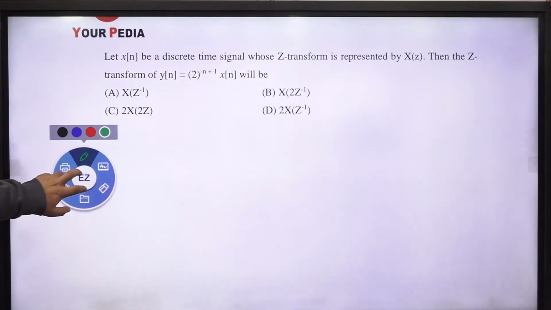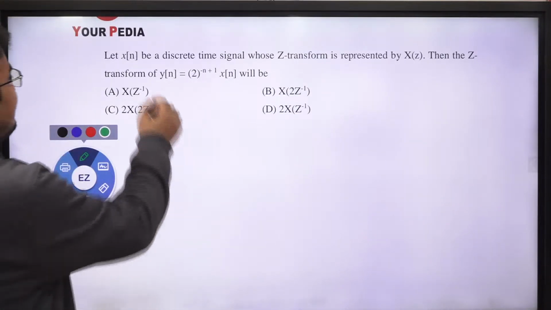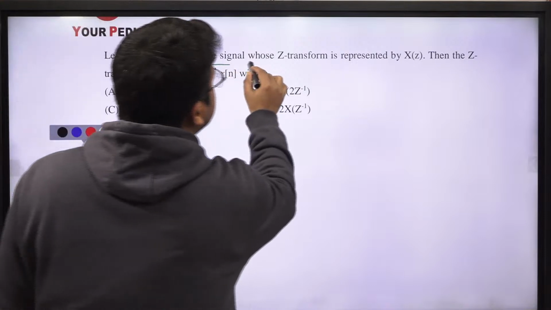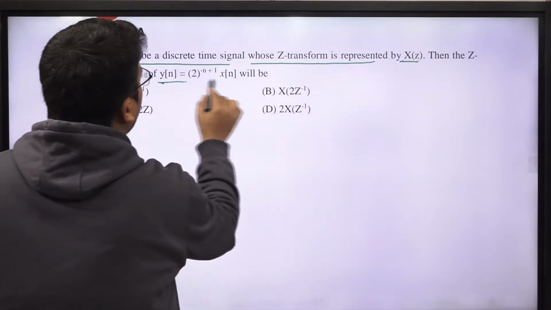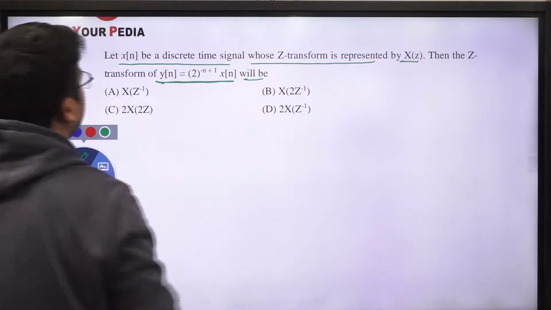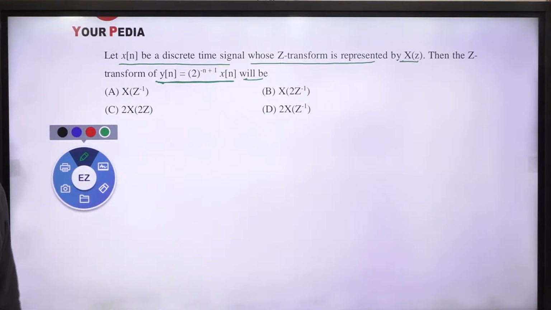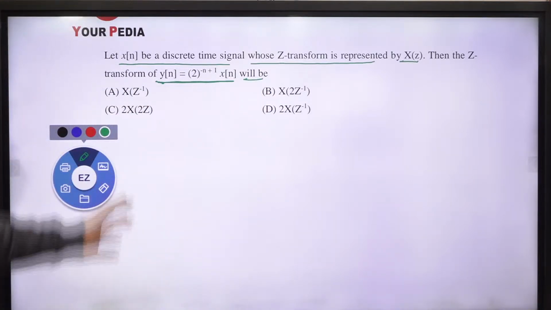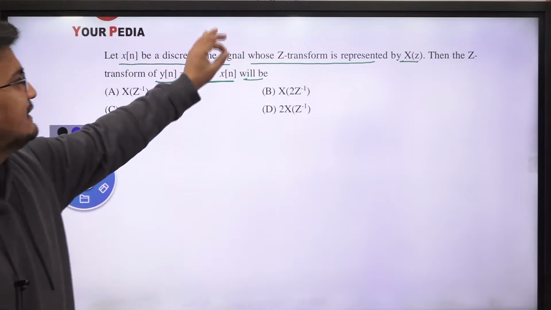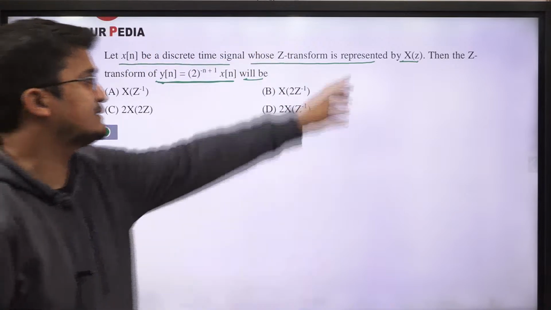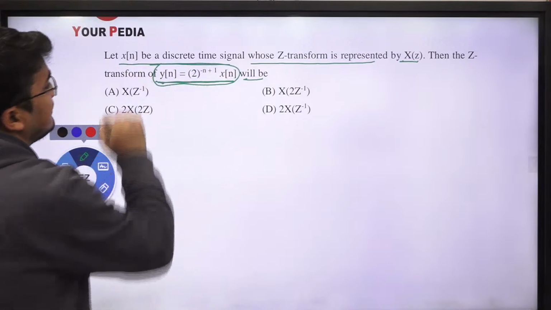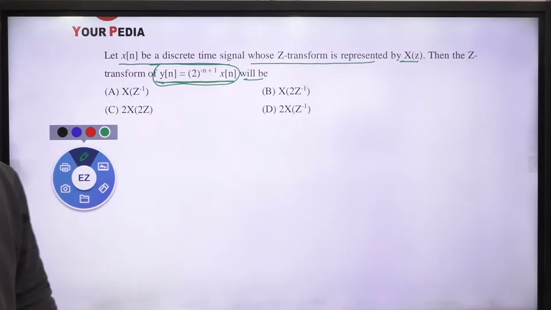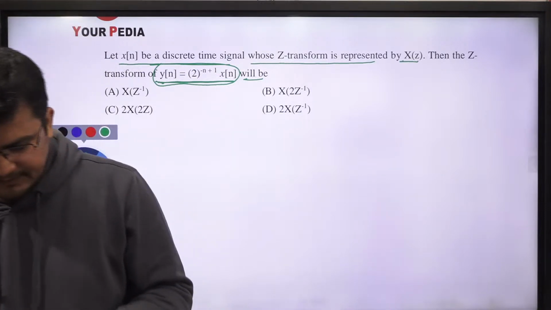Again, this is from the signal system question. Let x of n be a discrete time signal whose z transform is represented by x of z. Then the z transform of y of n, which is equal to this, will be? Tell me the answer, please. What will be the answer for this? Out of the 4 options, do it fast. Come up, do it fast, please.